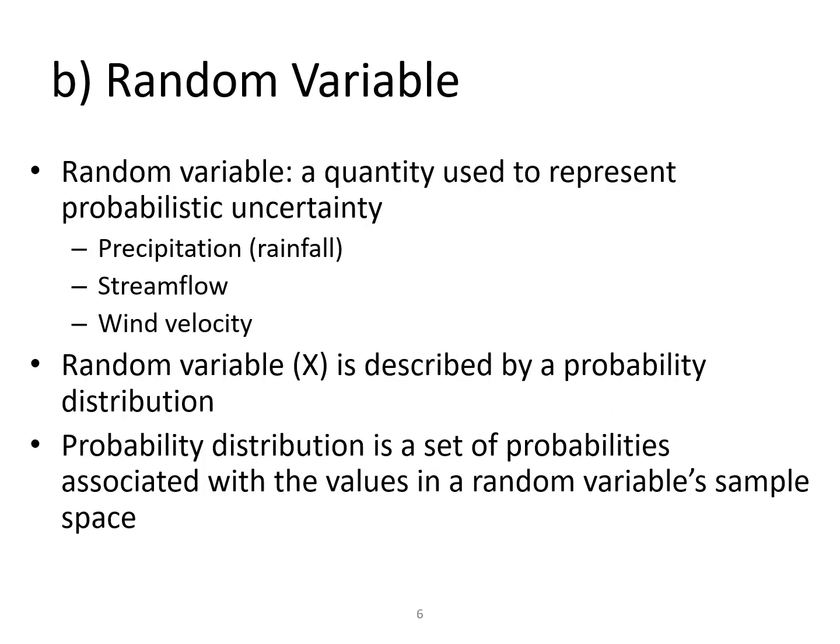Okay, so we know probability. What about random variables? A random variable is the data. It's a quantity used to represent some probabilistic uncertainty. For example, we say X is rainfall. We may use the symbol X. So rainfall is a random variable, and it can be described by a probability distribution.